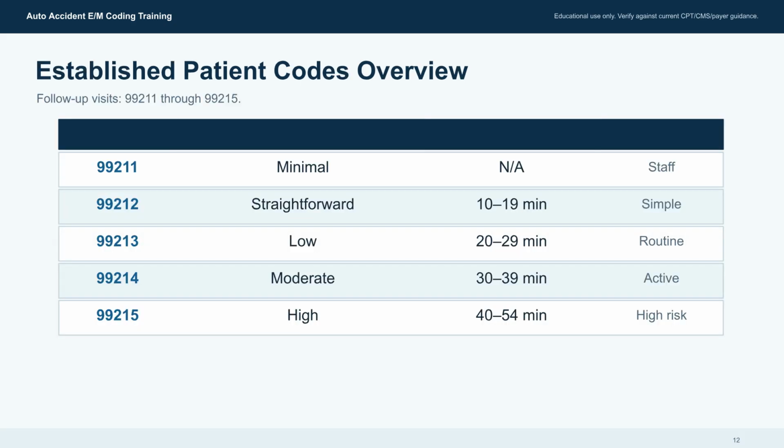For established patients, the codes range from 99211 through 99214. In auto accident follow-up care, the most common codes are often 99213 and 99214. A 99213 generally reflects a stable or improving patient with low complexity decision-making. A 99214 reflects moderate complexity, such as worsening symptoms, new neurological complaints, imaging review, medication management, or treatment escalation. The difference between 99213 and 99214 is one of the most important distinctions for providers to understand.